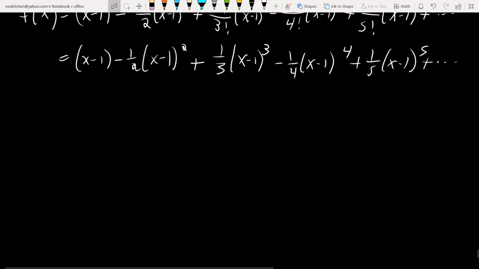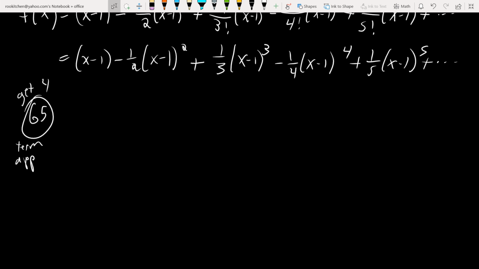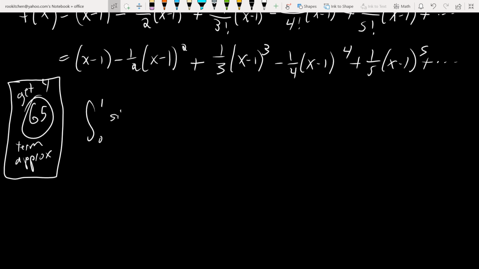What I want to do with this then is to use the series to compute, and you see examples of this on last year's tests. So I want you to get a 4-term approximation of the integral. And you could use your table of Maclaurin series to figure out the Maclaurin series, in this case, number 65. Integral from 0 to 1 of sine of x all over x dx. Okay. So this is the integral from 0 to 1.